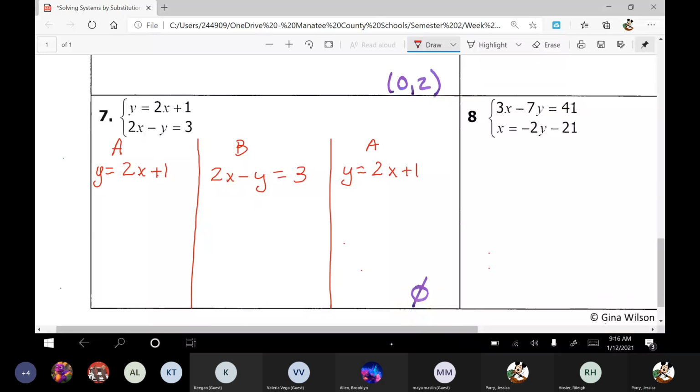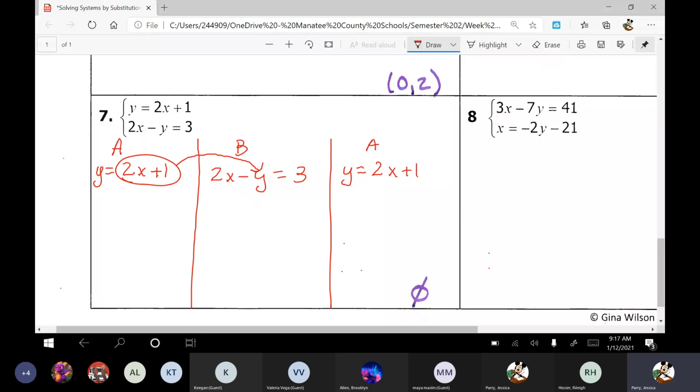Okay? So let's take this 2x plus 1, and I'm going to plug it into the B equation. Where should I take the 2x plus 1? Where am I substituting into the B equation? Into the x or into the y? Go ahead and write that in the chat for me, please. Where does the 2x plus 1 go? Into the x or into the y? And you guys are correct. I go into the variable y.